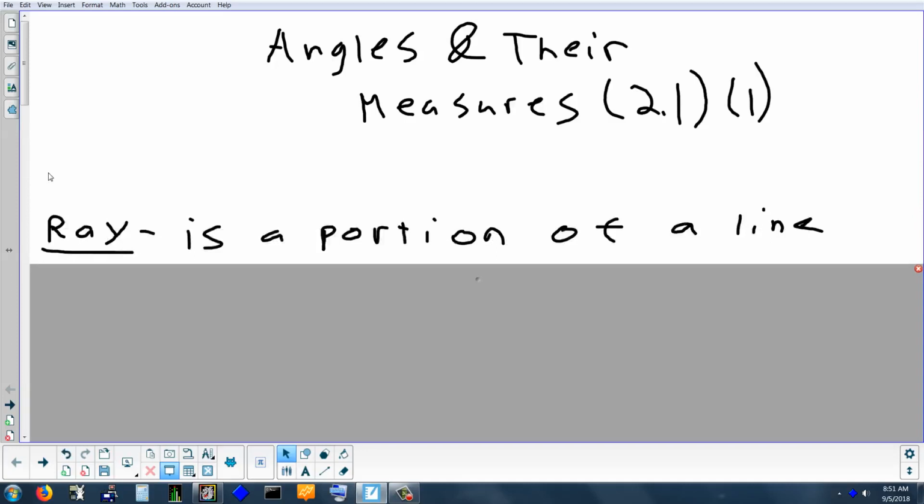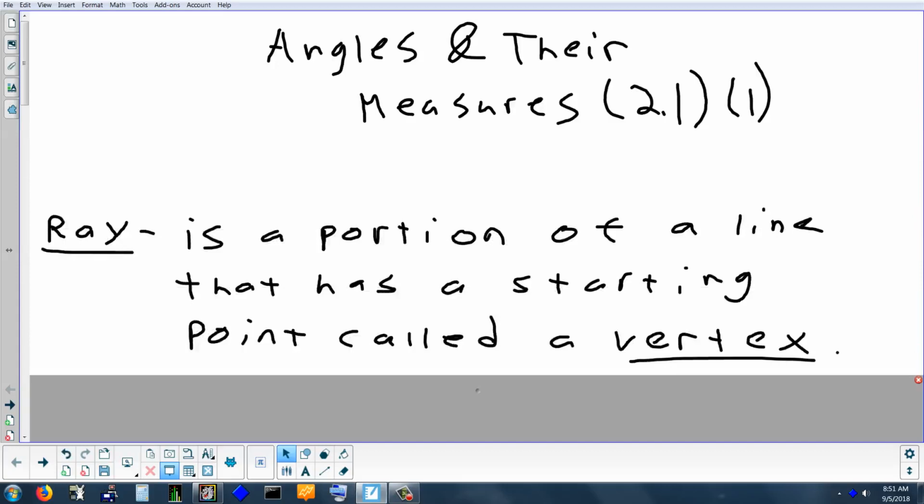angle. So an angle is made up of two rays. A ray is basically a portion of a line. It just goes in one direction. It's got a starting point you call the vertex, and it goes out in just one direction. Think of it kind of like the beam of a flashlight. You turn it on, one direction. It doesn't go the other way.